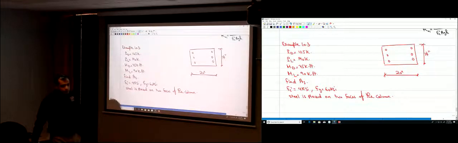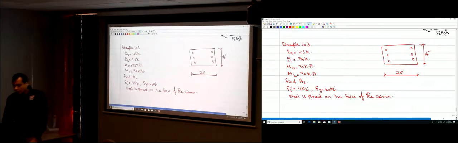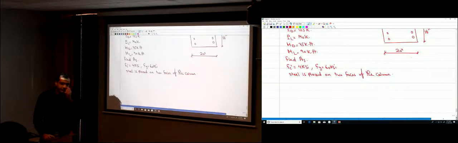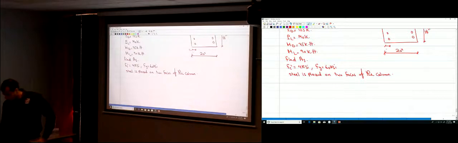The interaction diagram gives you a relationship between Pn and Mn, or Kn and Rn when you normalize those values, Pn and Mn. So now, how much is the moment that should be resisted by this column and the normal force that should be resisted? Simply, you have to, and here those distances, this is the cover over here is 2.5 inches, and the cover over here is 2.5 inches.